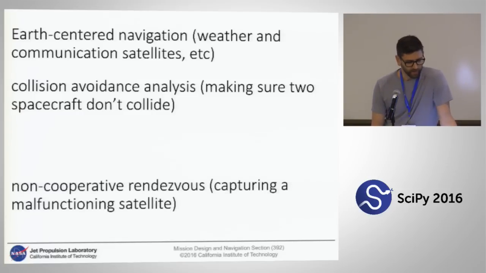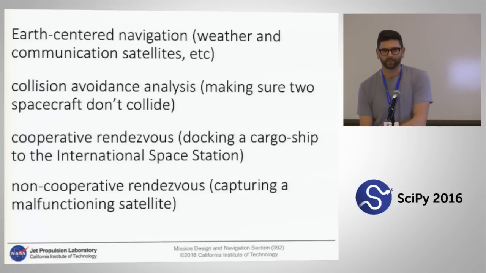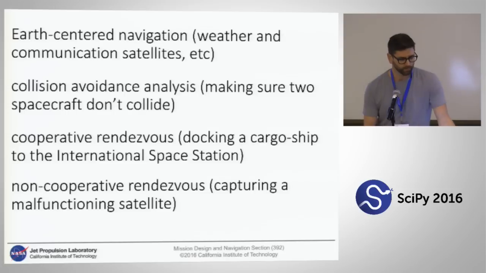You have non-cooperative rendezvous situations where you're trying to rendezvous with a target, maybe a malfunctioning satellite that is not trying to rendezvous with you. And then you have the cooperative rendezvous, like docking a cargo ship to a space station. So these are just some examples of problems outside of the deep space nav field where I think Monty would be particularly well suited.